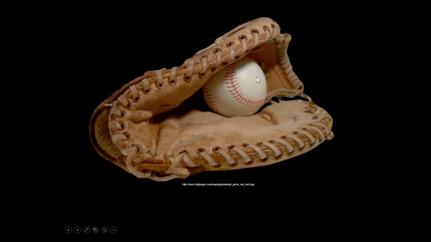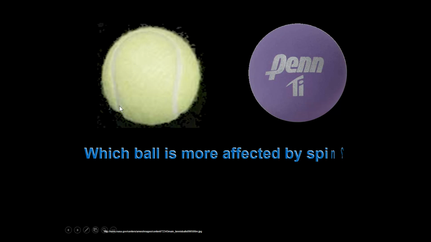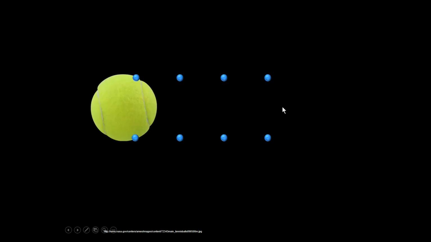And I did say that if the ball is rough, it will trap more air with it. So sometimes pitchers will take an emery board or sandpaper and roughen up the ball. It's illegal and not a good thing to do for the sport. Tennis balls spin really well because they are very fuzzy, and when they spin, they curve a lot. Racquetballs don't curve a lot because they're not nearly as fuzzy, so they don't trap air against the surface.